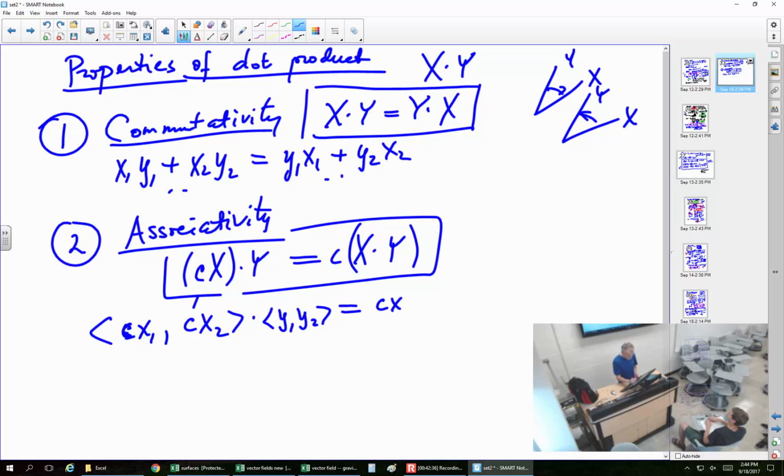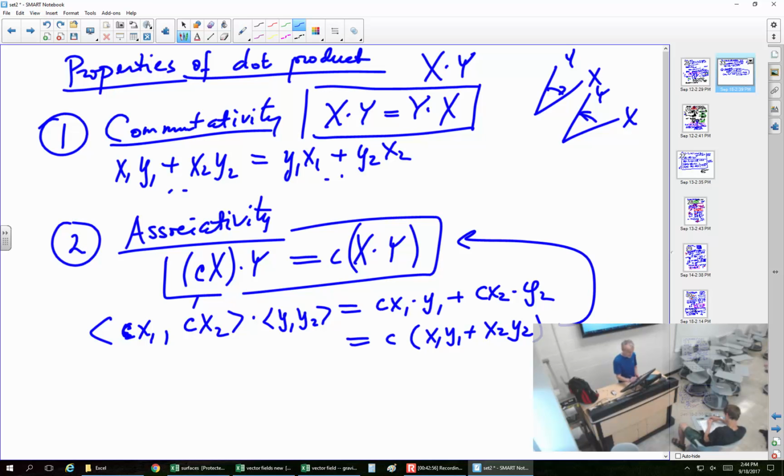We have cx1 multiplied by y1 and cx2 multiplied by y2 added together. That's the dot product. Okay, so if I compute it, now I can just factor c out: c times (x1 y1 plus x2 y2). And that is this. So this is how it works. You can easily imagine what happens if you have more than two components. It works out the same way, except you just insert more terms there.